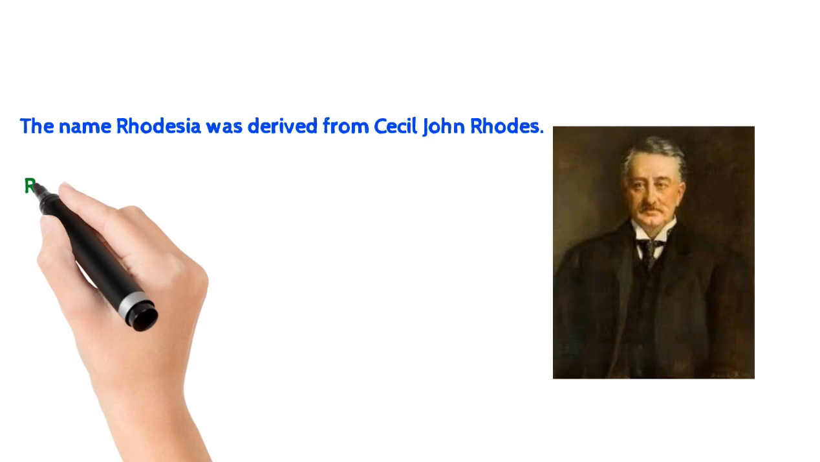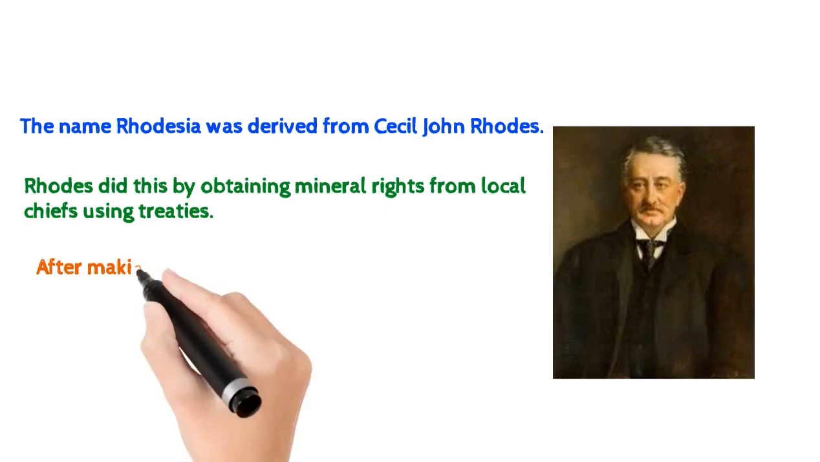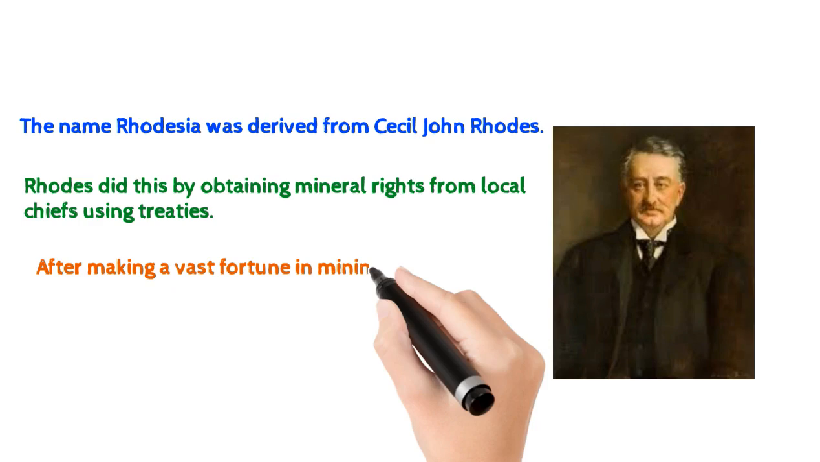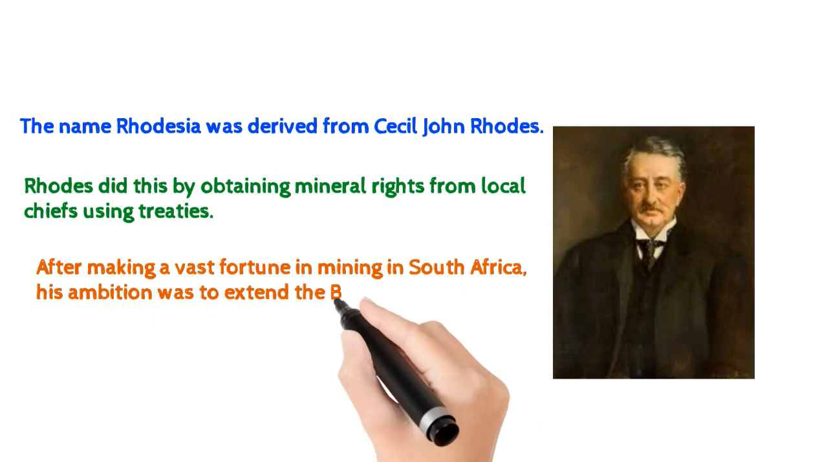Rhodes did this by obtaining mining rights from local chiefs using treaties. After making a vast fortune in mining in South Africa, his ambition was to extend the British Empire to the north all the way to Cairo.